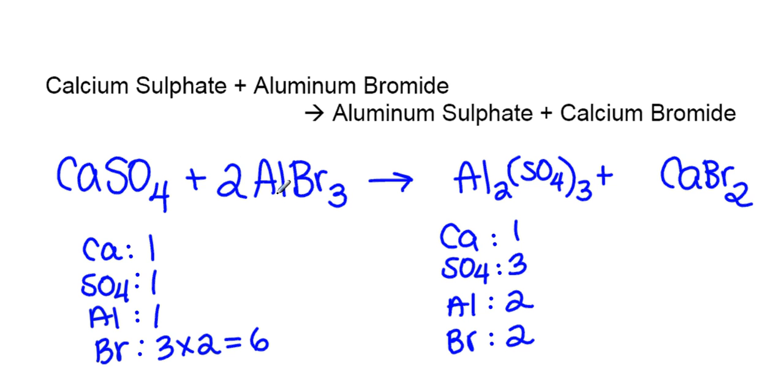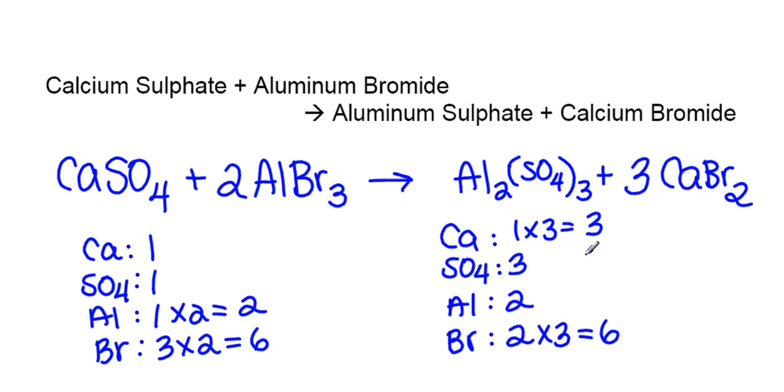But I have to also look at my aluminum. Aluminum is also multiplied by 2. So now there's 2 of them. On this side, I also want to make 6 bromines. So instead of multiplying by 2, here I need to multiply by 3 because there were fewer to start off with. Where's my bromine? My bromine's over here. So if I'm going to put a 3 in front, 3 times 2 gives me 6. But the 3 also will multiply the calcium. So now I have 3.